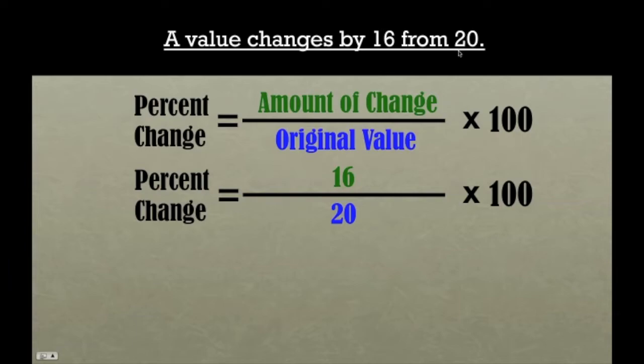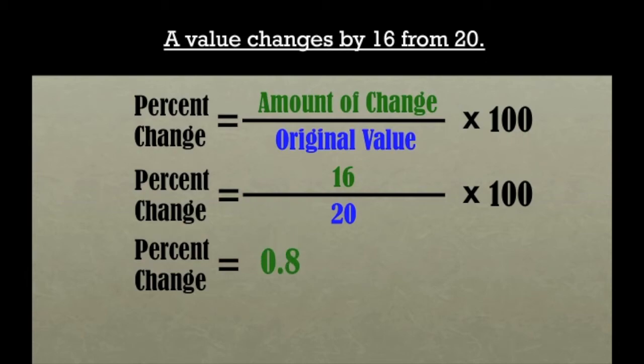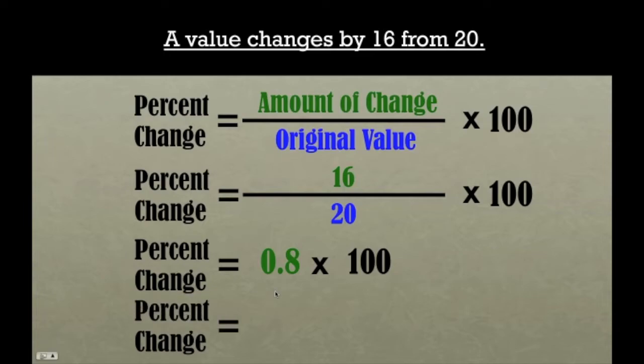So we've got 16 divided by 20. And what is that? That's going to be 0.8. And we still have to bring down our times 100. So we've got 0.8 times 100. And what's that going to be? Well, our percent of change is going to be equal to 80%.